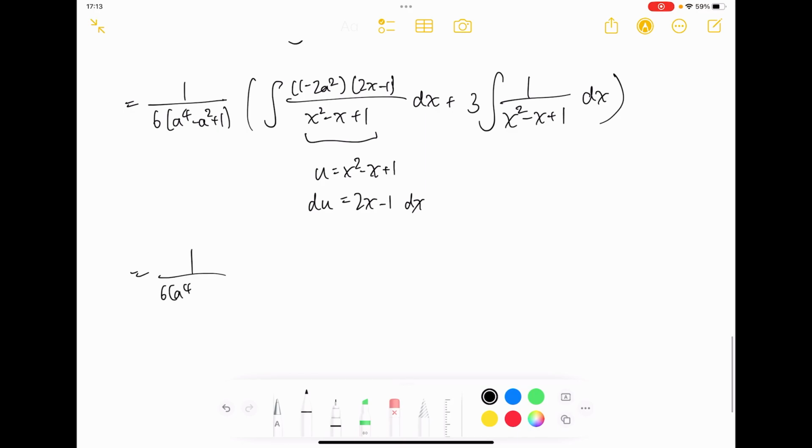So our factor times the integral. Well, we have this thing here, which we'll pull out of the integral for now. And we have u at the bottom and du at the top, so that's going to be ln u. And of course, u is x squared minus x plus 1. And yeah, that seems right.